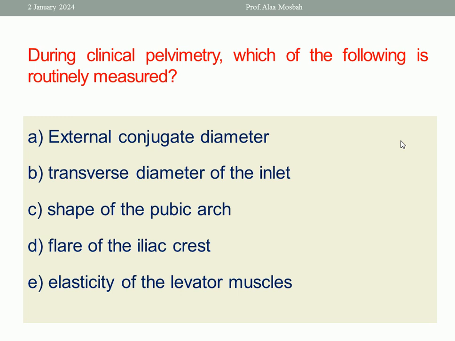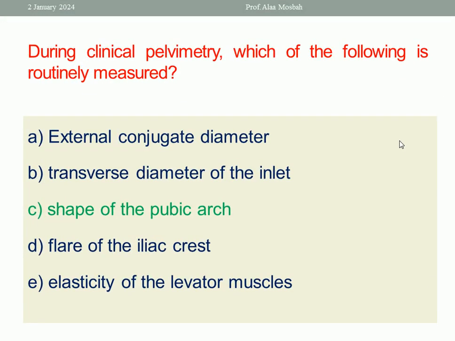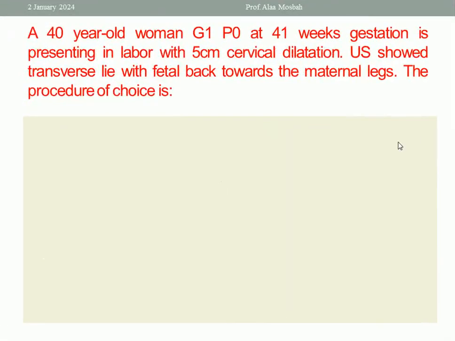Again, A. External conjugate diameter. B. Transverse diameter of the inlet. C. Shape of the pubic arch. D. Flare of the iliac crest. E. Elasticity of the levator muscles. Of course, shape of the pubic arch. So the one best response here is C. Shape of the pubic arch. You should palpate the pubic arch. Normally it admits two fingers and the angle is more than 90 degrees, and the dead space of Morris is less than or equal to 1 centimeter. Okay, let us go to the next.